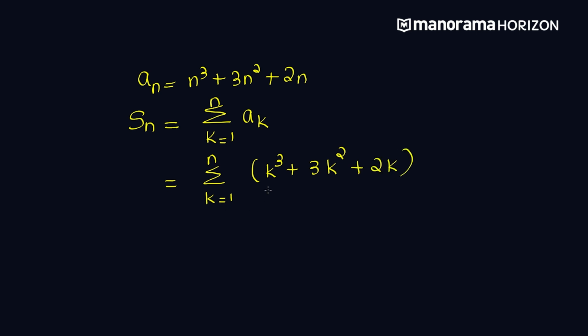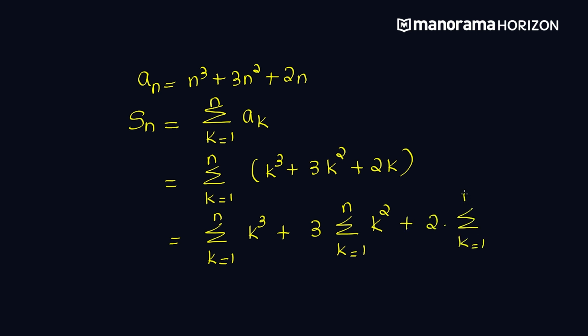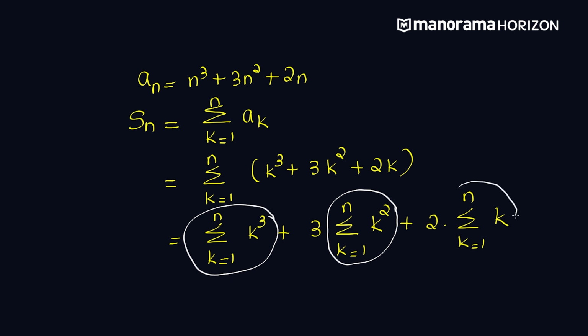Now, taking the summation inside, we get summation k equal to 1 to n of k cube plus 3 into summation k equal to 1 to n of k square plus 2 into summation k equal to 1 to n of k. Now, what is the first term? This is the sum of cubes of first n natural numbers. This is the sum of squares of first n natural numbers. And the last term is the sum of first n natural numbers. So apply the equations and solve to find the answer.